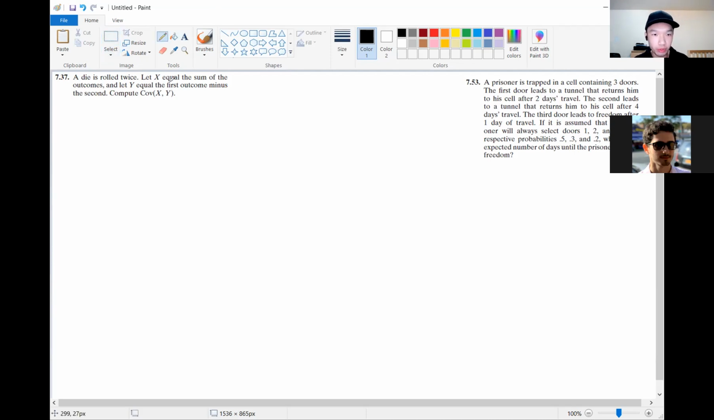37 says a die is rolled twice. Let x equal the sum of the outcomes and y equal the first outcome minus the second. Okay, sure. So they want us to compute the covariance of x and y, which means we should probably get the distribution for x and y first. Let's go ahead and do that.